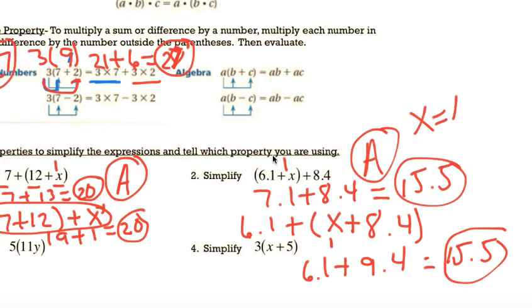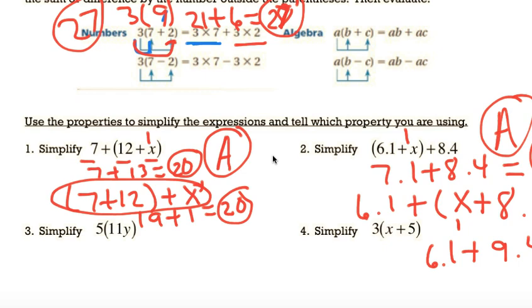Okay, let's take a look at number 3. This one looked to me a little bit like it would be distributive, but it is actually associative. I'm going to move the parentheses. I'm going to put the parentheses around, not the 11 and 12, I'm going to try it around the 5 and 11.